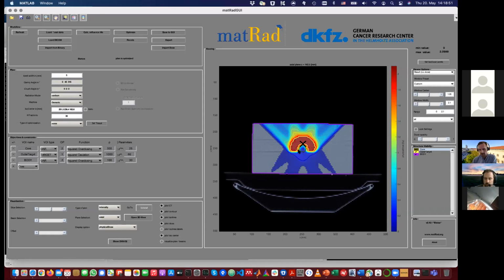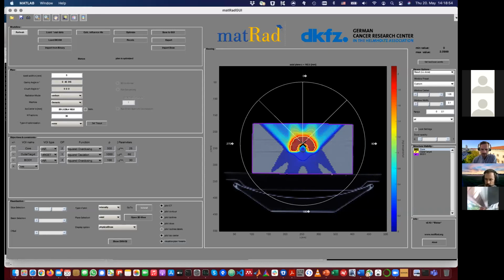So there's one beam coming. We will enable the visualized plan geometry. And you can directly see now how, for instance, this dose tail is probably the dose tail from the beam direction coming in here from 45 degrees. You can also have a look at the individual beam doses.